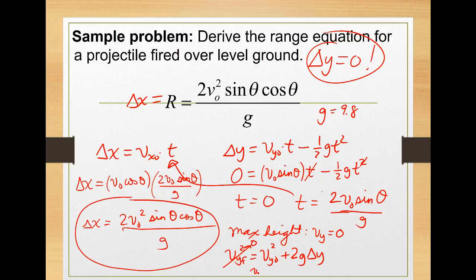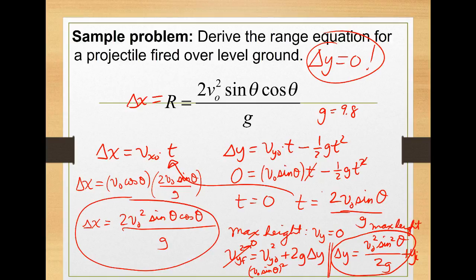Vy initial is actually V initial sine theta, quantity squared. So if I solve that for delta y, I will get delta y is equal to V naught squared sine squared theta over 2g. And that is the maximum height, but I should add in that I want to add any initial height to that. Okay, so the max height equation that I've derived here works pretty much for any situation, but max range is only for when delta y equals 0.